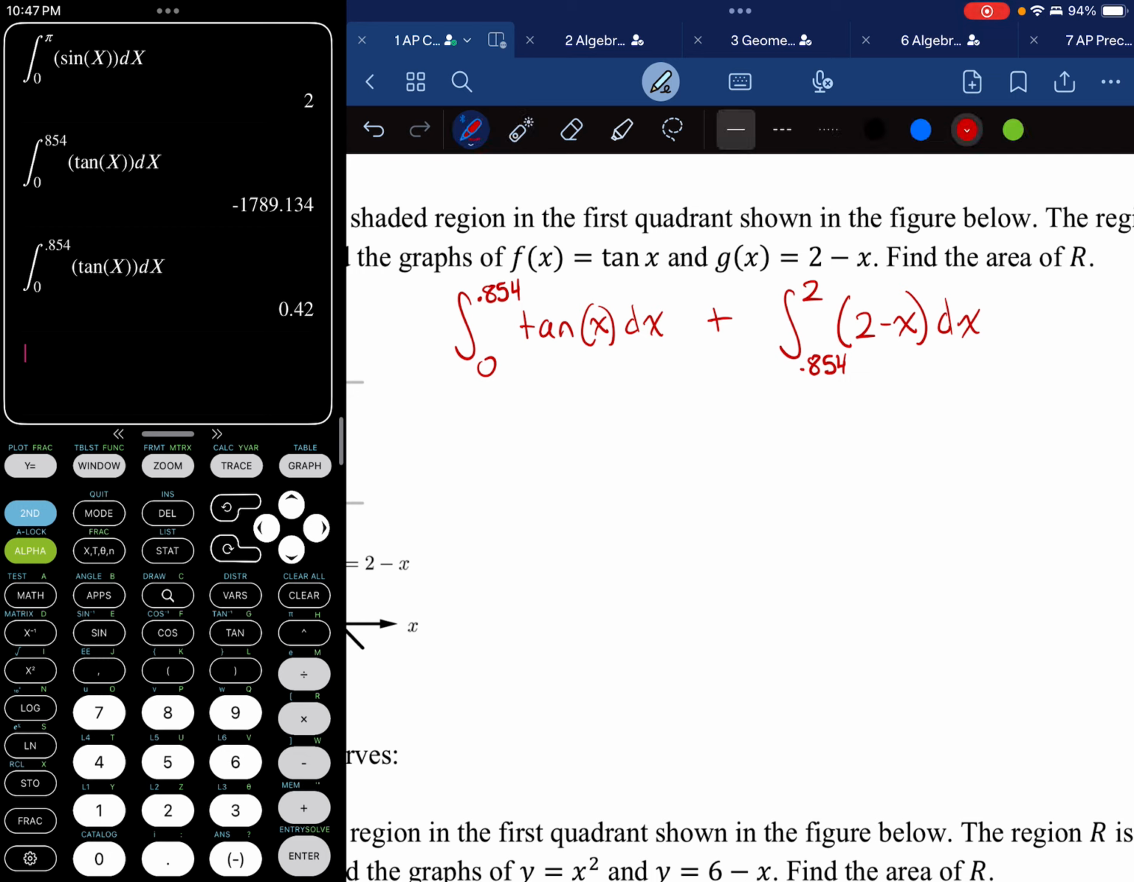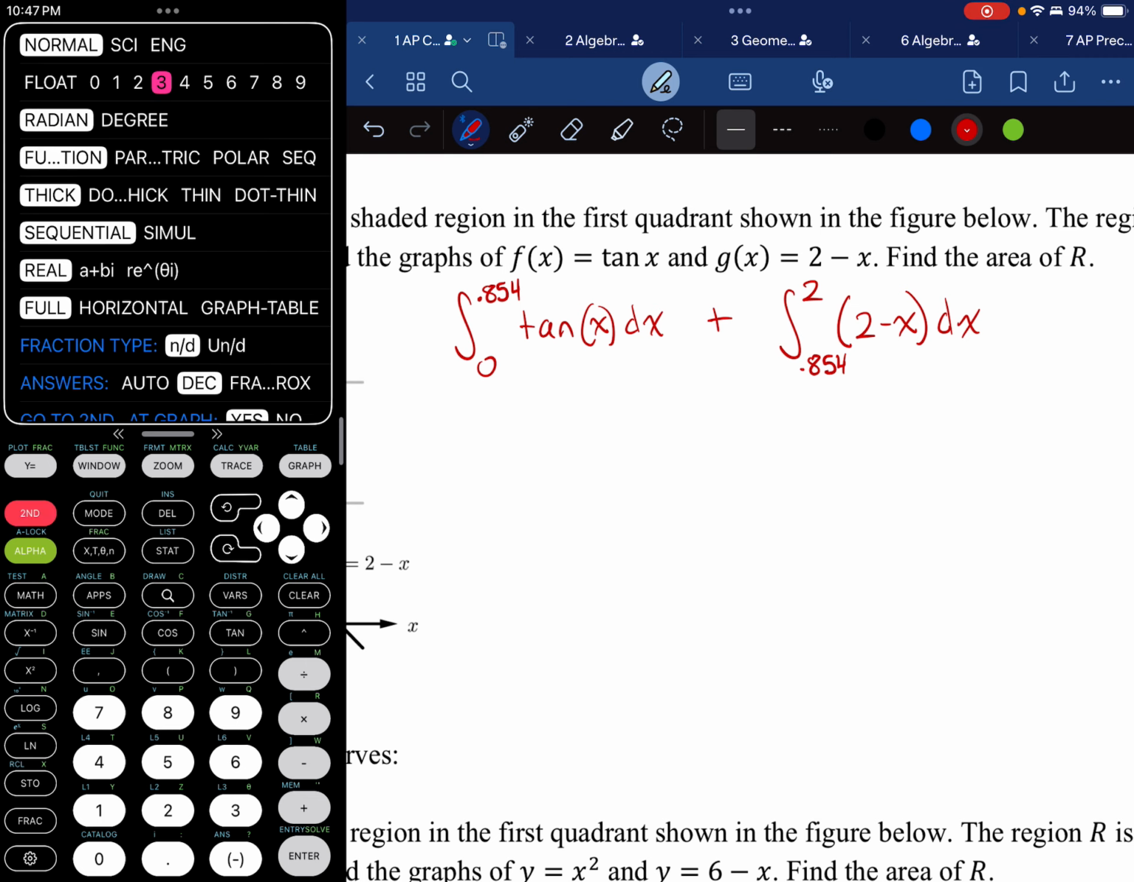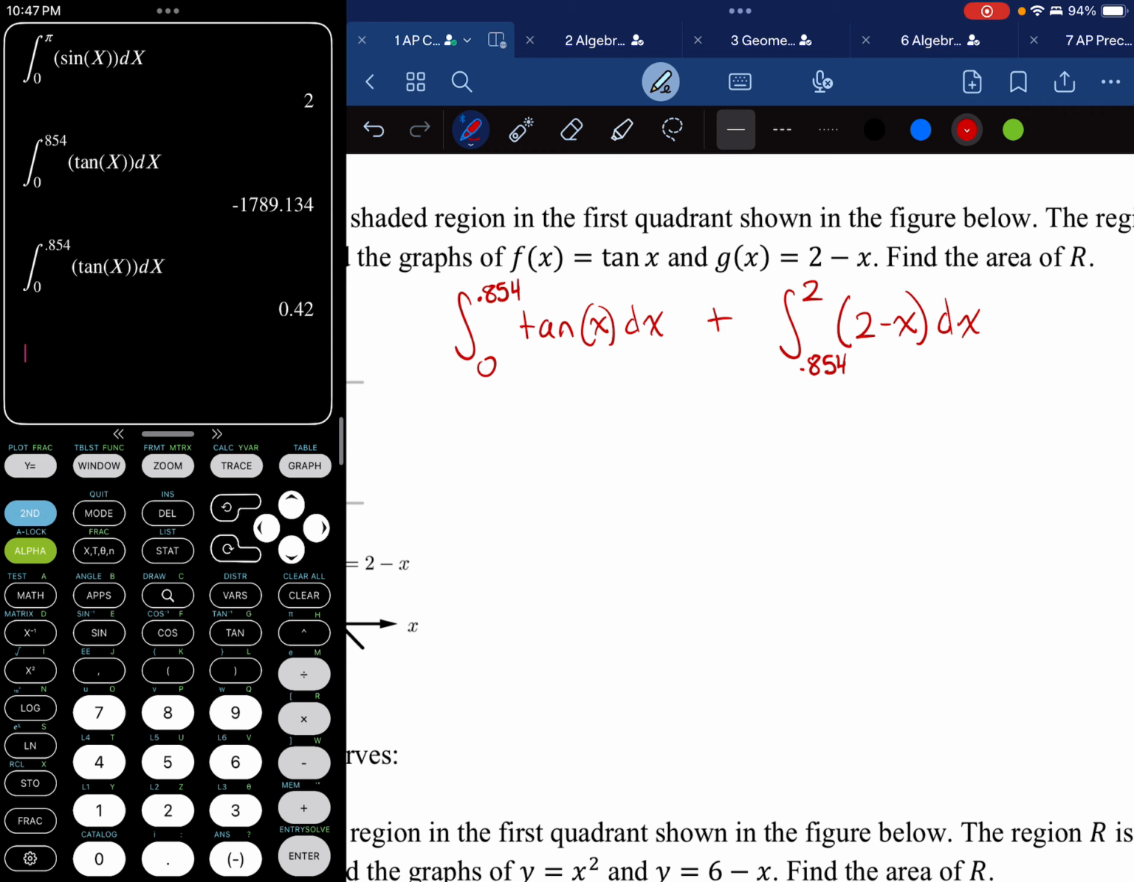And it was 0.420, so that's why I put 2 decimal places. So let me check my mode. I have automatic rounding to 3 decimals. So this is going to be 0.420 plus that integral. So I'm going to do that integral now.